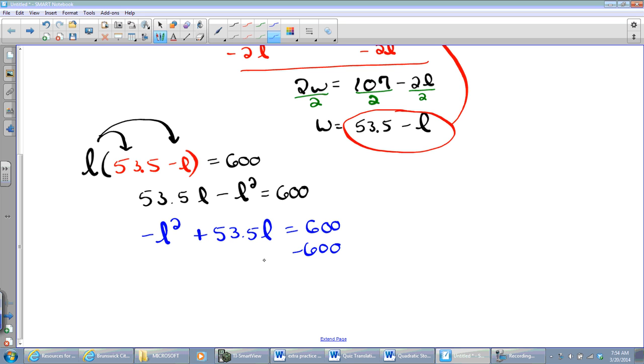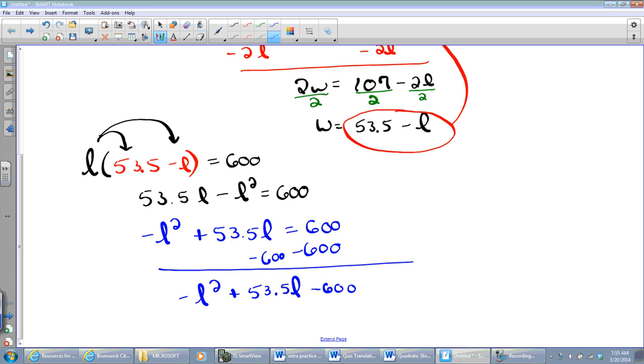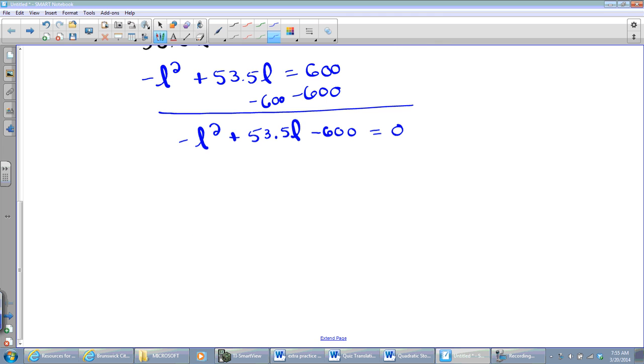So I'm going to subtract 600 from both sides. So now I have negative L squared plus 53.5L, and that's going to equal 0. Oh, no, it is not. I made a mistake. Sorry about that. Minus 600. That will equal 0. And now I'm ready to go to the quadratic formula. A, B, C. Easy as negative 1, 53.5, negative 600.